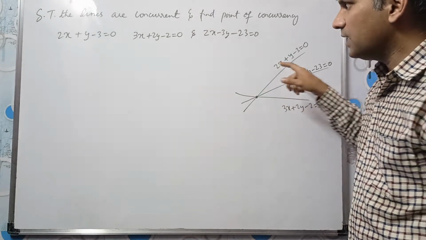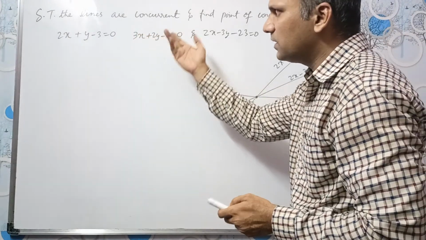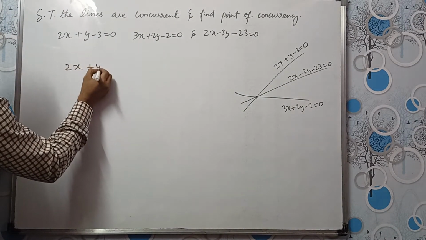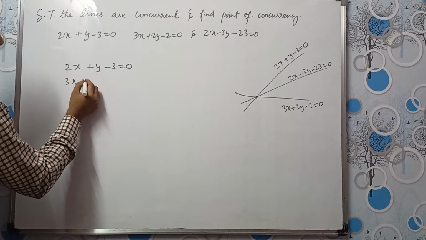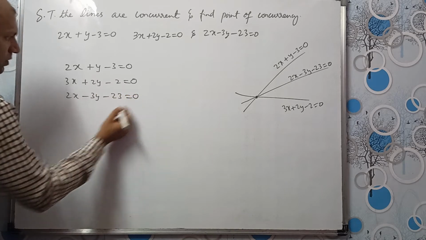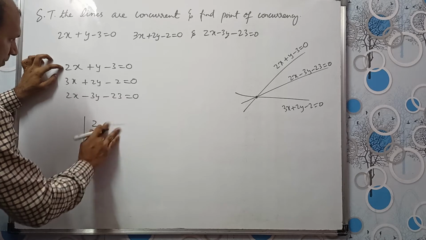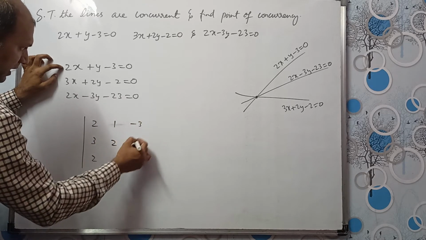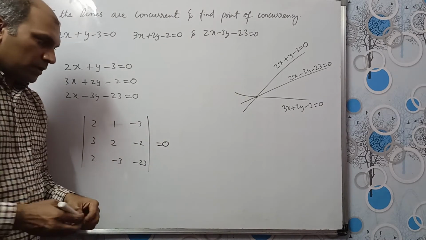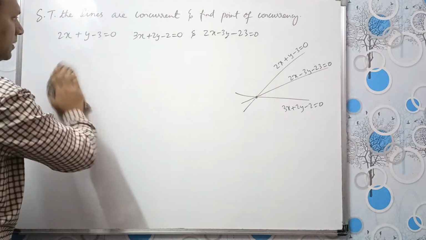Okay, we can say that the three straight lines are concurrent to each other. You find the determinant of this, it will be equal to 0 only. See, 2x plus y minus 3 is equal to 0, 3x plus 2y minus 2 is equal to 0, 2x minus 3y minus 23 is equal to 0. If you find the determinant of the coefficients, plus 1, plus 2, minus 3, minus 3, minus 2, minus 23, it will be equal to 0. Now, that way we can prove that these three straight lines are concurrent to each other.